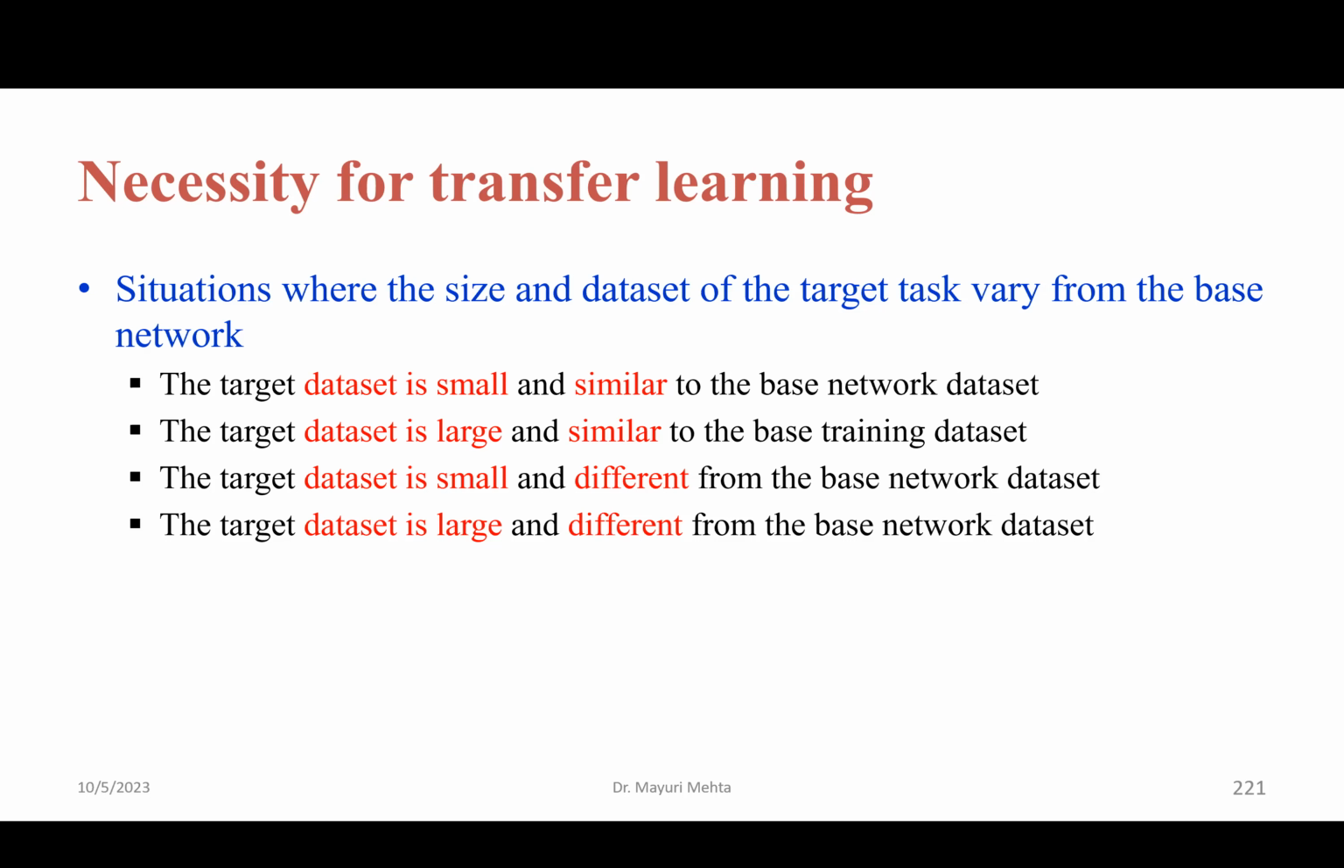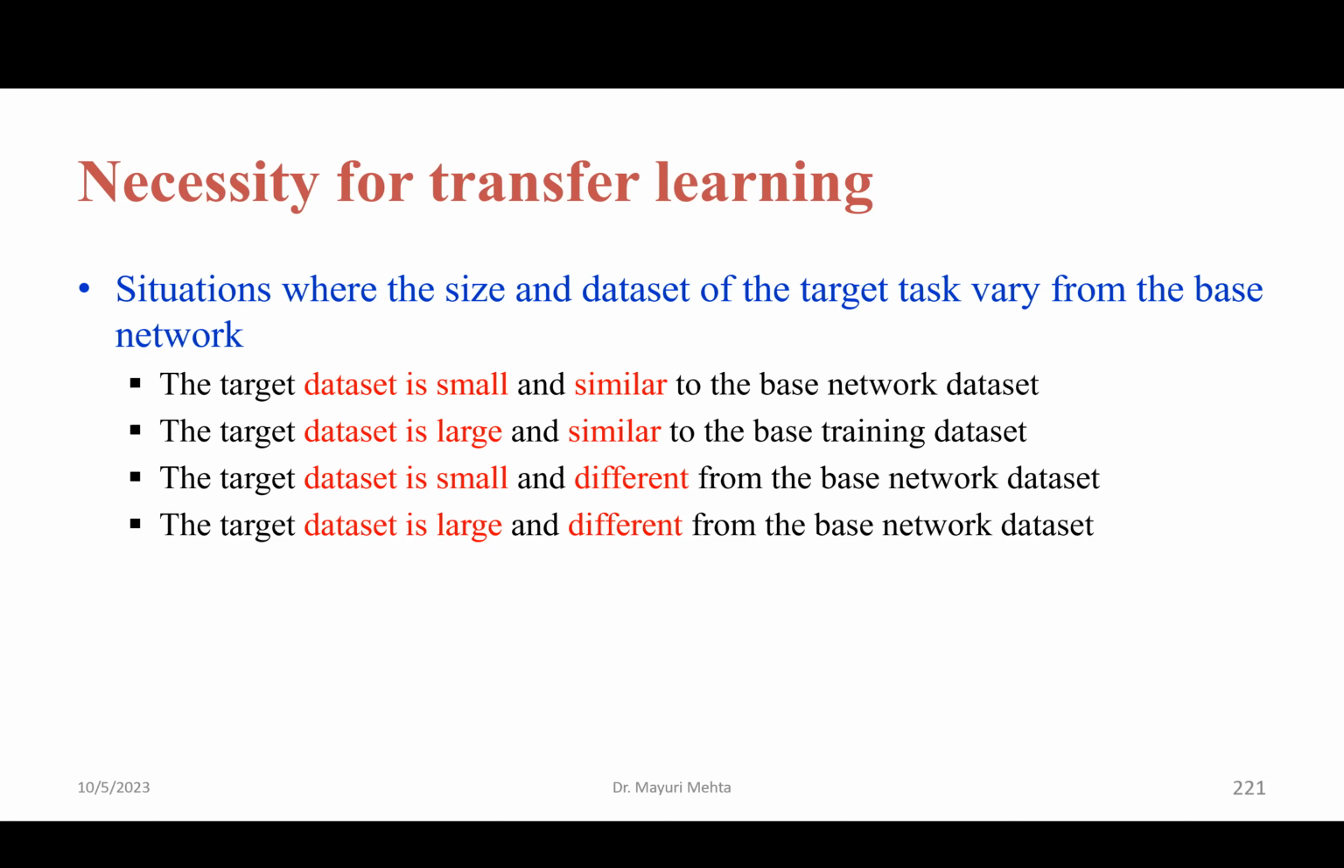Okay. The second scenario is the target data set is large and similar to the base training data set. So in the first two scenarios, the target data set differs, either small or large, and the pre-trained model used a similar kind of data set. So most of the features may be the same because the data set was similar. In the second scenario, when the data set is large, it can hold a pre-trained model, and there will be no chance of overfitting because the new data set is sufficiently large.